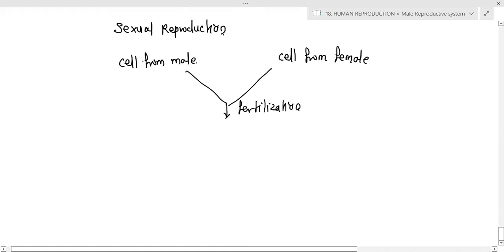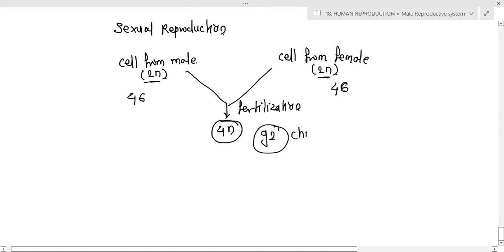Now, usually our somatic cells cannot do meiosis. So they are diploid and these are also diploid, correct? After fertilization, it will become 4N, agree? Two sets of chromosomes from male, two sets of chromosomes from female. So suppose it is a human being, our chromosome number is 46, 46 from male, 46 from female. So total how many? 92. A child with 92 chromosomes will be produced. Agree?